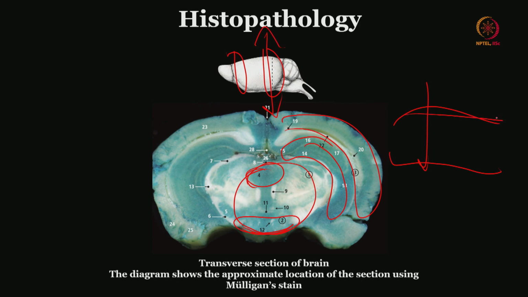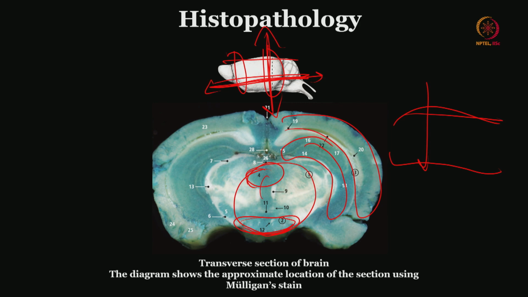This particular section is called sagittal section when it's parallel to the midline. Perpendicular to midline is coronal section. Parallel to the floor is the axial section, or perpendicular to the coronal plane is axial section. This particular section is again coronal section, where you see this hypothalamus and thalamus and various other structures.